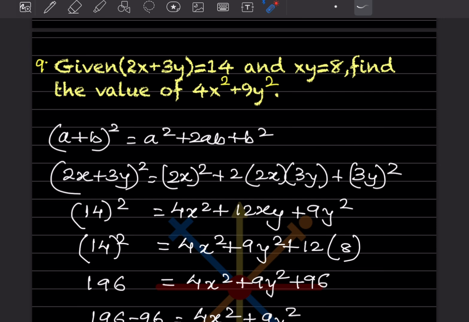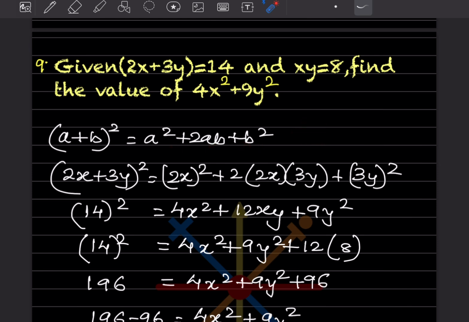In this case, 2x plus 3y is given, which you can say is a plus b. You have to find 4x square plus 9y square. So we'll use this formula first, (a plus b) whole square, because a plus b is given. This is the standard form: when you expand (a plus b) whole square, you get a square plus 2ab plus b square. This is what you have to remember.